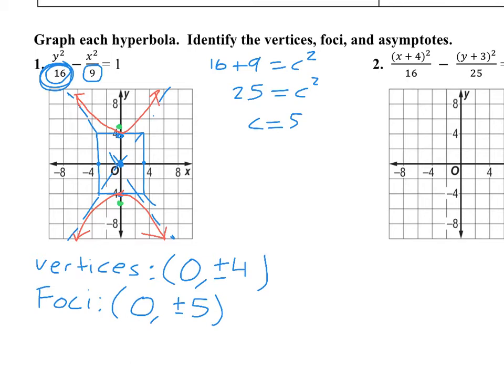And the asymptotes. I'll find the asymptotes for this one, but then I'll skip it for the other ones because it's pretty complicated when it's not centered at the origin. So the asymptotes are going to be y equals plus or minus, and we have to find the slope. Slope is rise over run, so we go underneath y and take the square root. Then we go underneath x and take the square root. And then we put an x on the end.